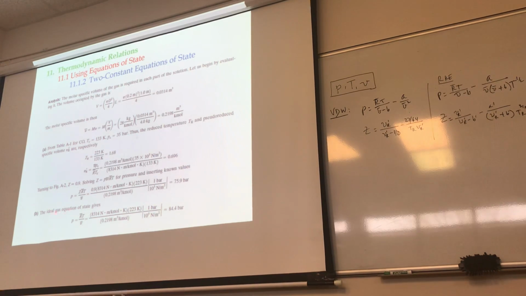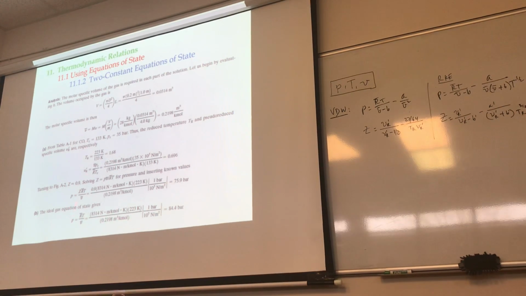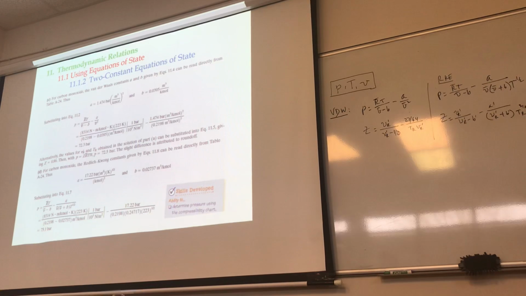Now, when you look at the ideal gas equation, well, I know the temperature, I know the specific volume, right? So I just use the equation. It's a bit over, but it's close enough, as they say: 84.4 versus 75.9. Now, let's see what the other two methods are going to give us.